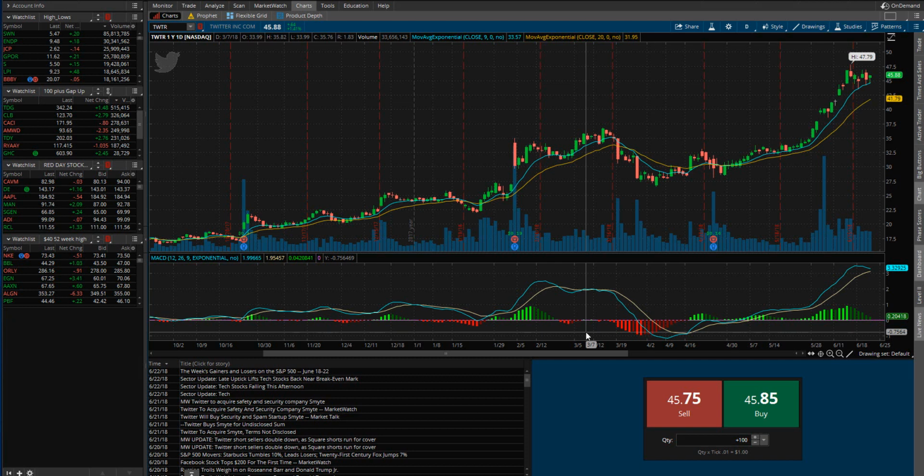So the MACD actually has a lag in it, and the lag actually stops at the last closing price, and that's how it formulates to be able to tell you which way it's going to move.